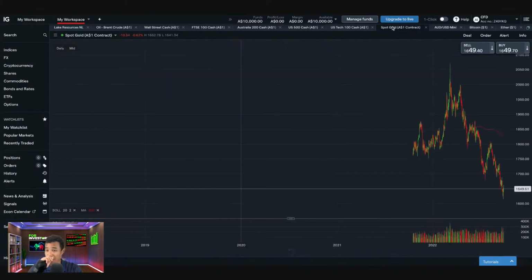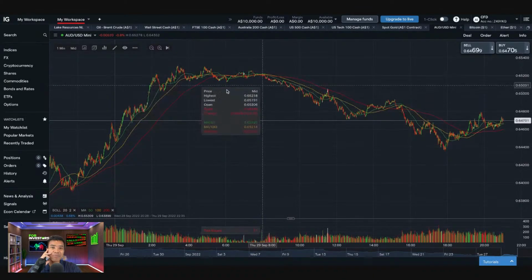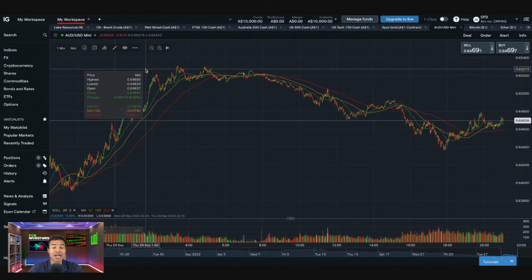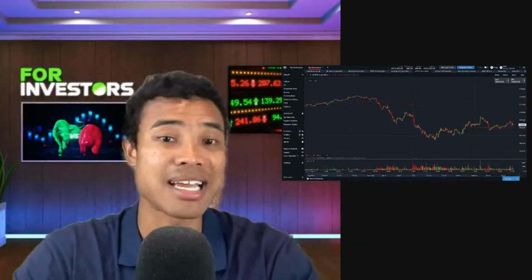Spot gold, as we talked about, is below that 1700 mark. It will be fascinating to see if the inflationary environment persists. Basically, every currency pair against the US dollar is weaker because the USD is acting and operating like a safe haven. It's one of the only things that is operating like a safe haven at this stage.